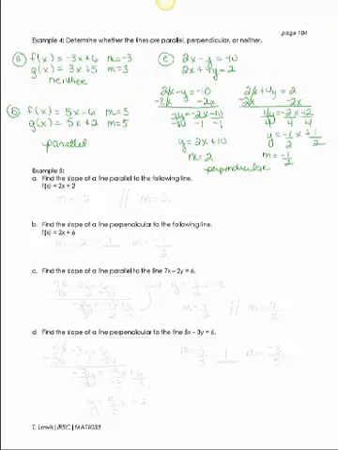Example 5, it says, find the slope of a line parallel to the following line. We have f of x is equal to 2x plus 2. So let's find the slope of our f of x is equal to 2x plus 2. Our slope is 2. So if we created another line, what would be its slope? Its slope would be 2.